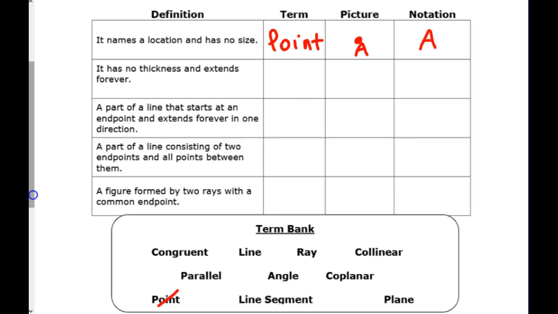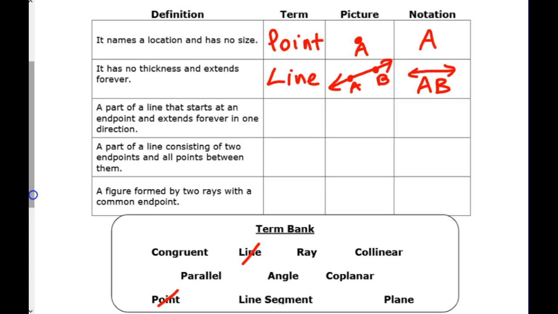No thickness and extends forever is a line. A picture would be a line with 2 points on it, but the notation is two letters with the little line on top. Two arrowheads for a line.